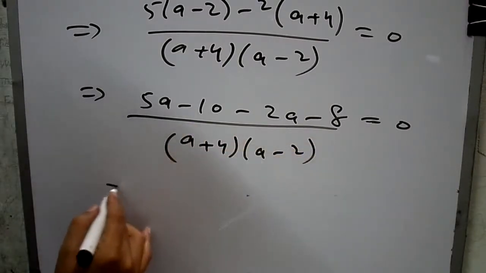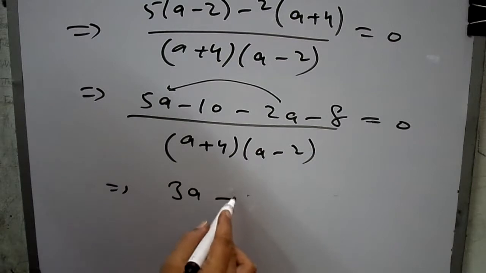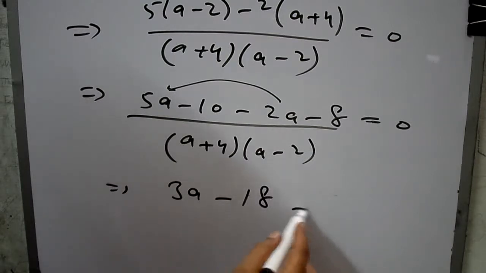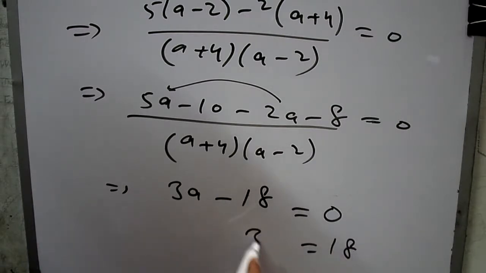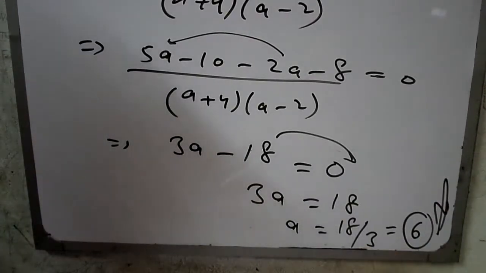You can see, so by similar terms, 3a minus 18 is equal to 0. But you need the value of a, so this 18 is shifted there. So you need the value of a, that is 18 by 3. So what is the value of 18 by 3? It is equal to 6. So 6 is your required result.